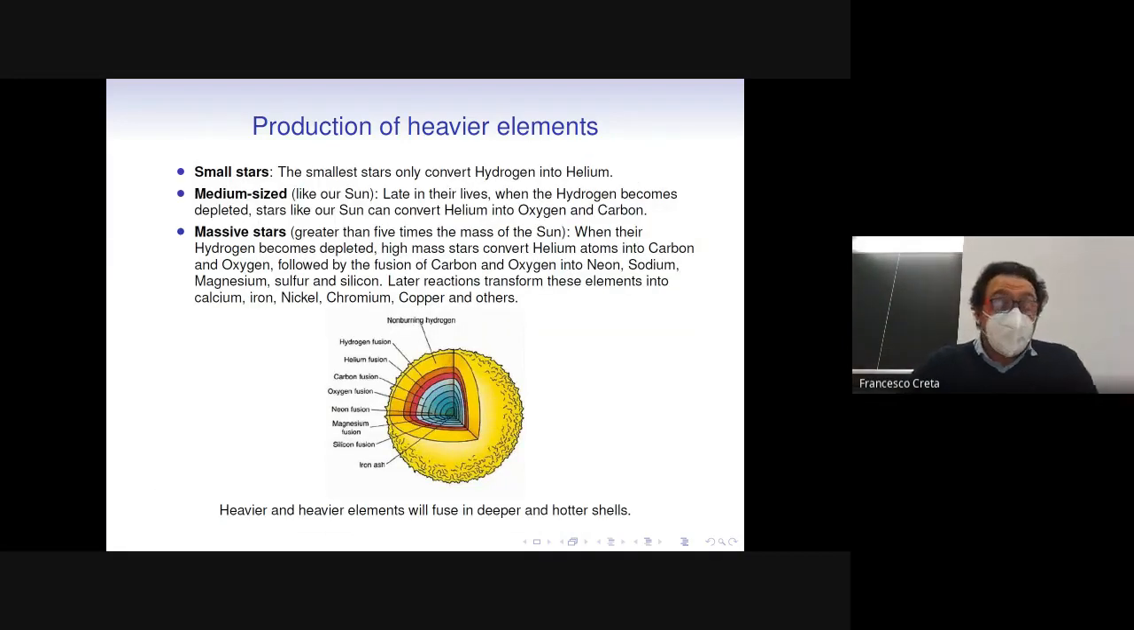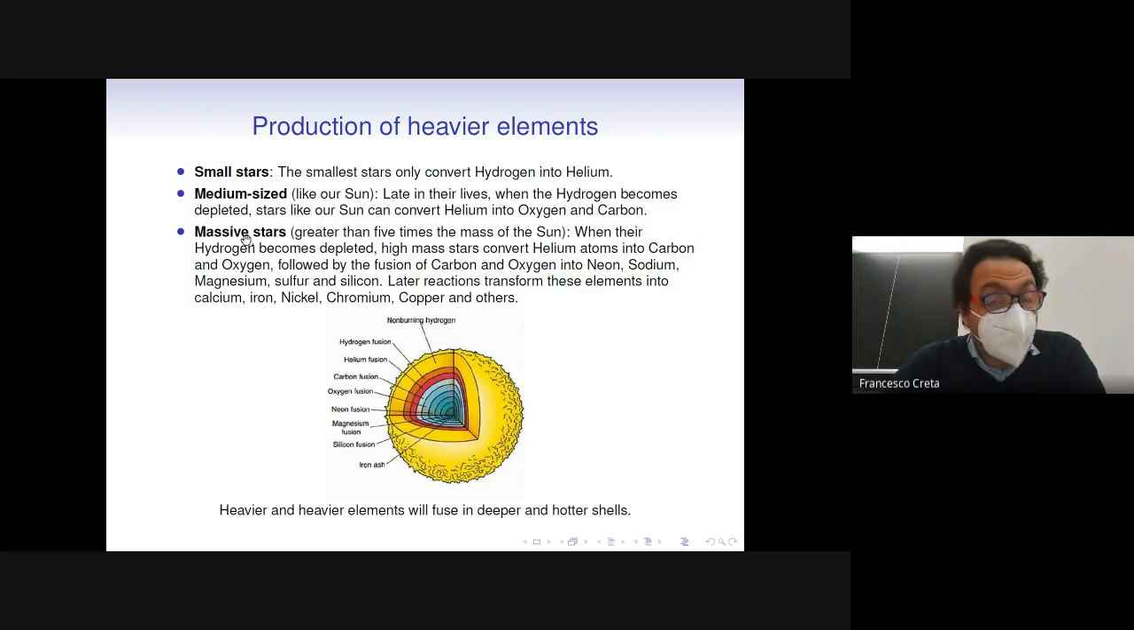So essentially, this is what you have. You have small stars that can only convert hydrogen into helium. You have medium-sized stars like our sun that start from hydrogen, then helium, and then later on in life, when the hydrogen becomes depleted, you have helium being converted into carbon and oxygen.